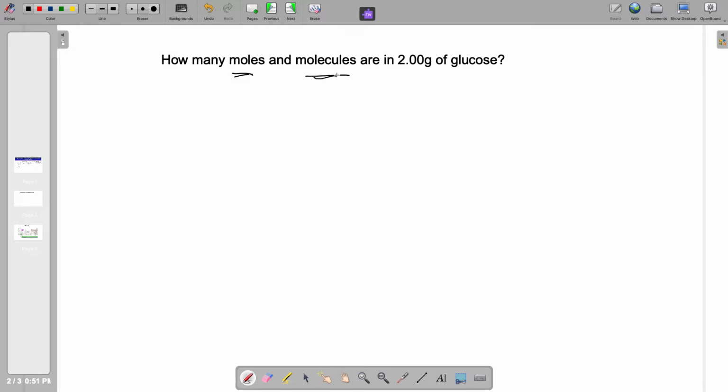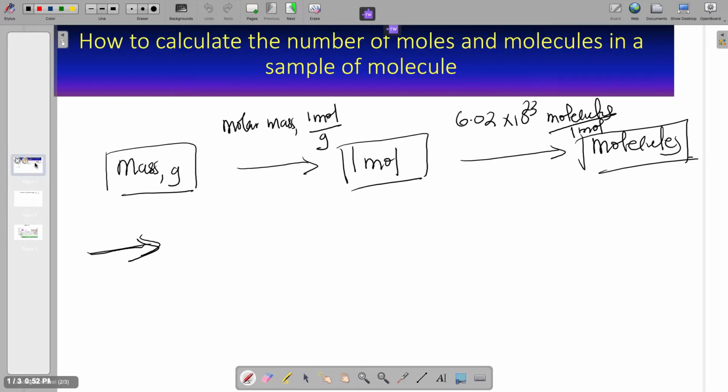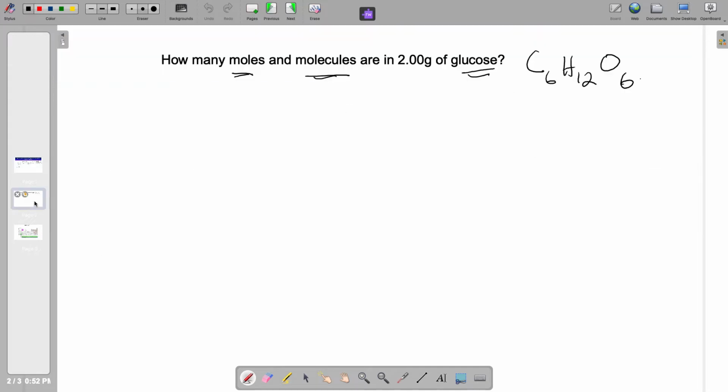Okay, so what else do you need? Now the chemical is mentioned, which is glucose, but the chemical formula is not given, so you have to know the chemical formula for glucose, and the chemical formula is C6H12O6. And recall, in the first step, to go from mass in grams to moles, we need a molar mass. If you go back, we have to go from 2.00 grams to moles. And to do that, we'll need our molar mass. So we have to find the molar mass of glucose.